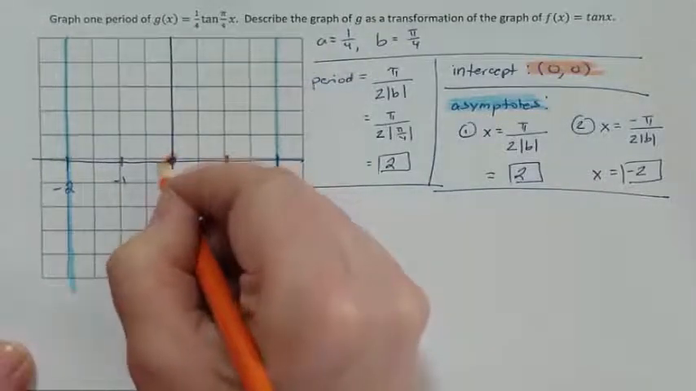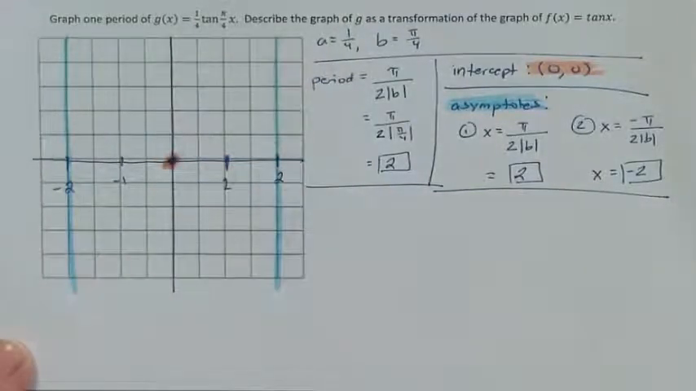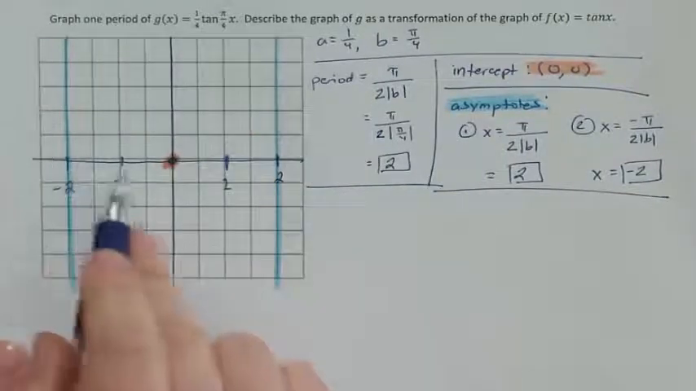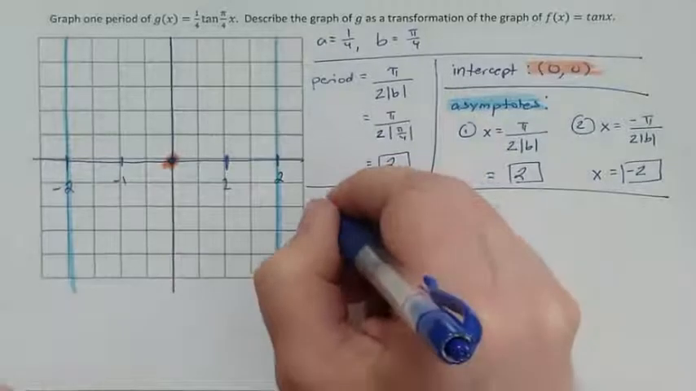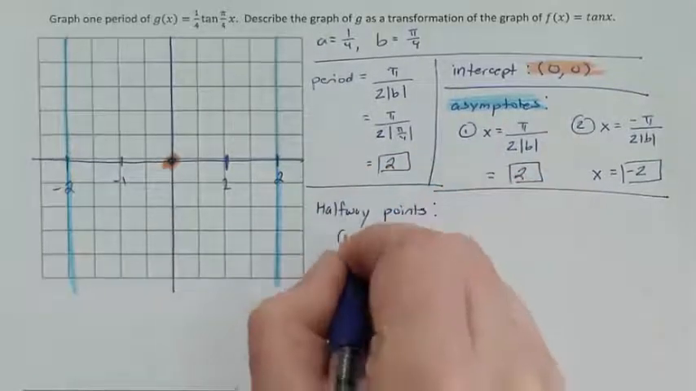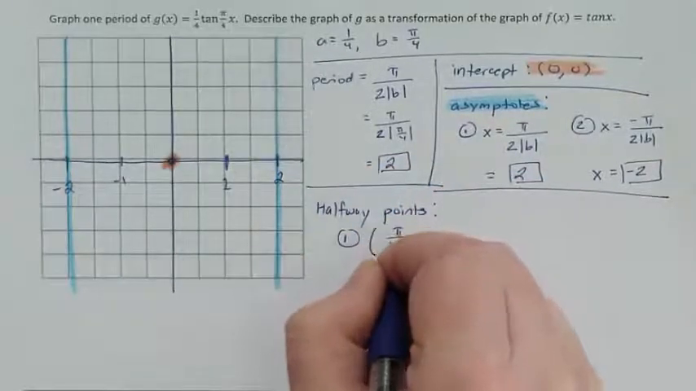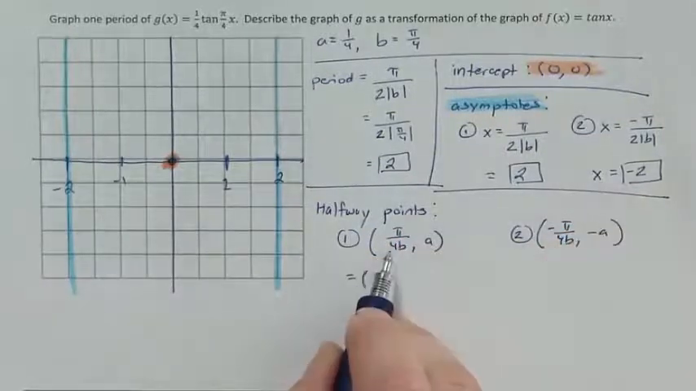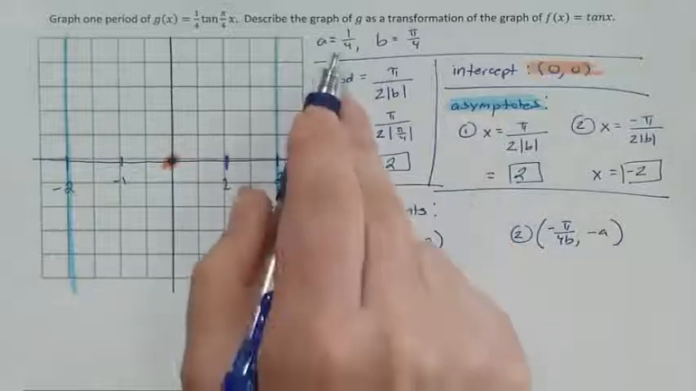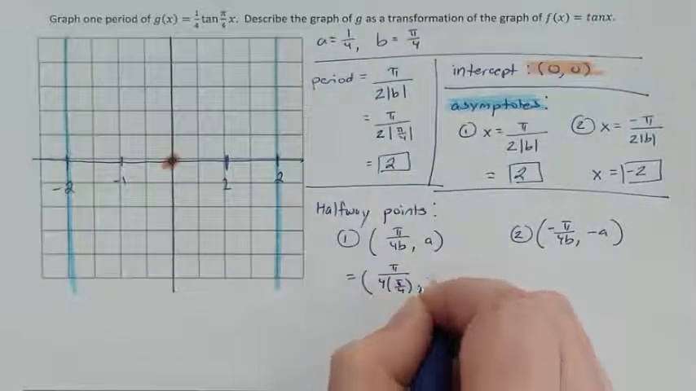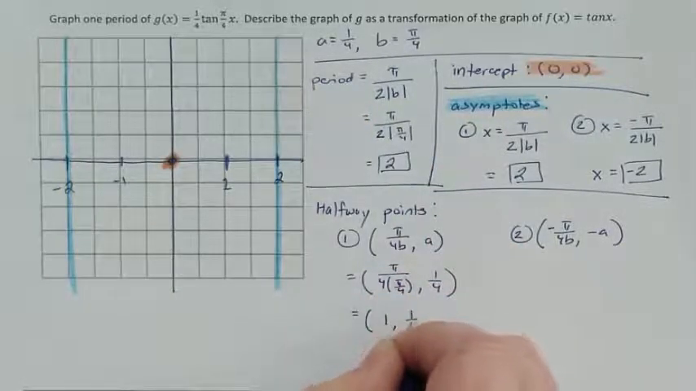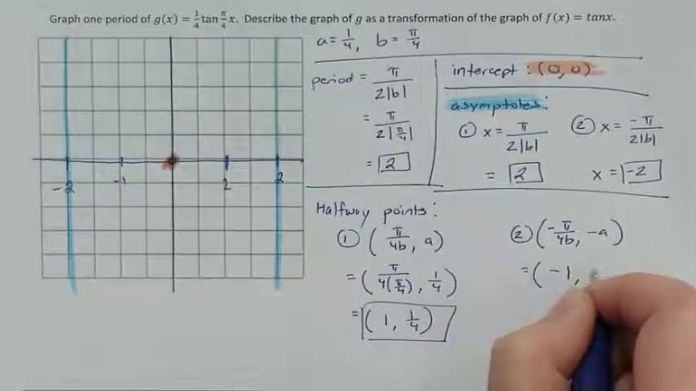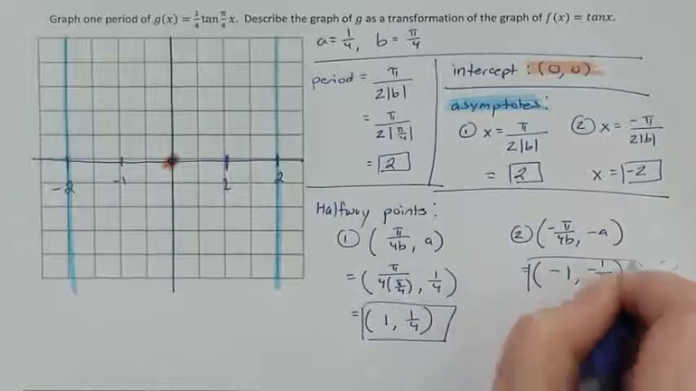So here's my x-intercept. Now I just need to figure out halfway here, where's my other point? And halfway here, where's my other point? So I need my halfway points. And those are two equations. So here's equation number 1, and here's equation number 2. B is pi fourths, A is 1/4. So this is 1/4, which meant this was negative 1, negative 1/4.